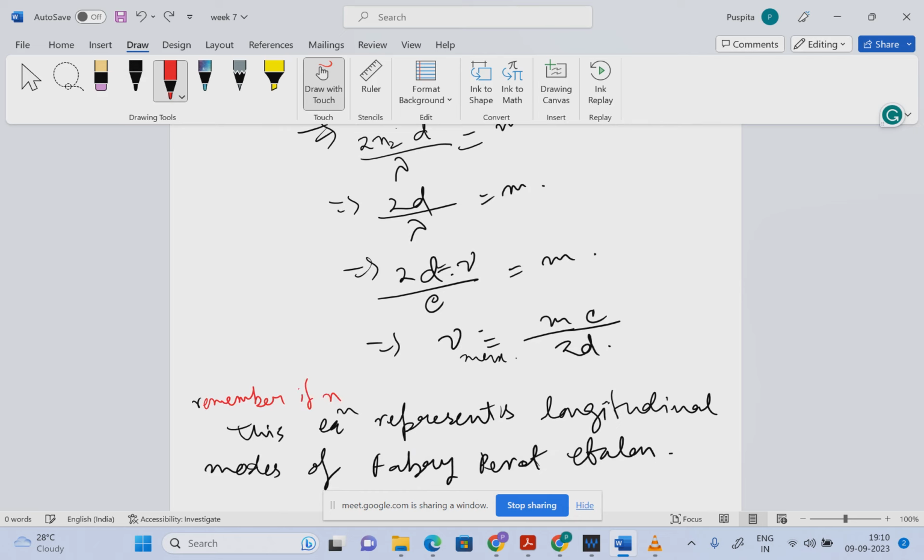If n is 1, then the minimum maximum is equal to mc by 2md. It's not if, just when.